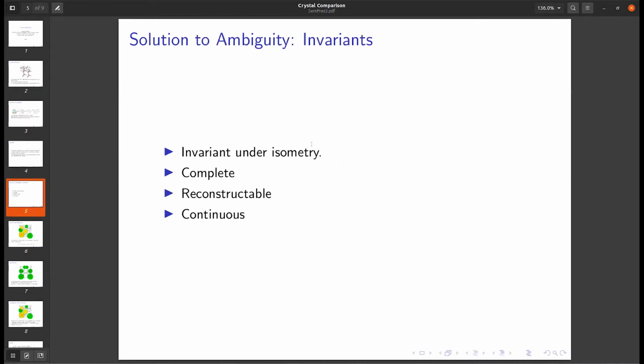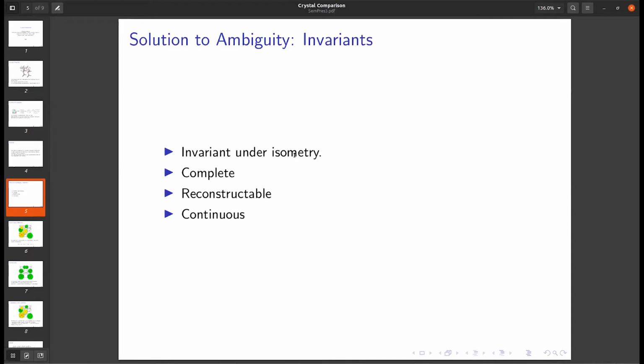The first property we want from an invariant is that it is invariant under isometry. So as previously said, if we throw in a crystal representation, a unit cell and motif, we'll get a barcode out at the end. If we rotate, translate that and throw that in, we want the same barcode. We don't want it to change when we perform a rigid motion. So what that means is if we throw it in, we get the same barcode.